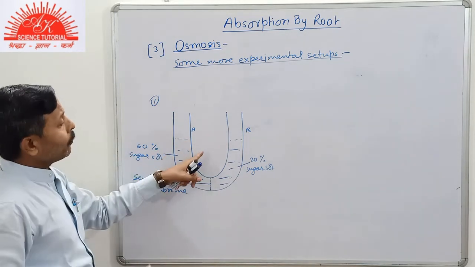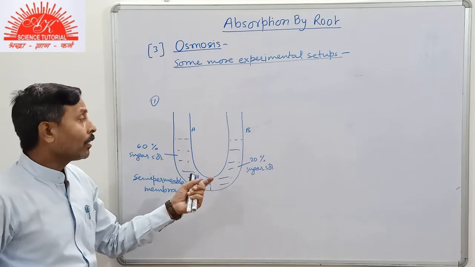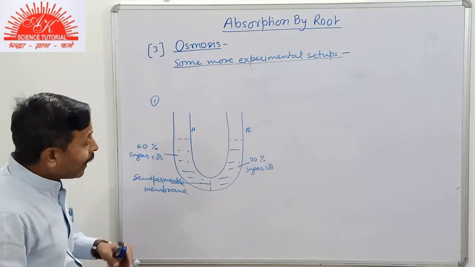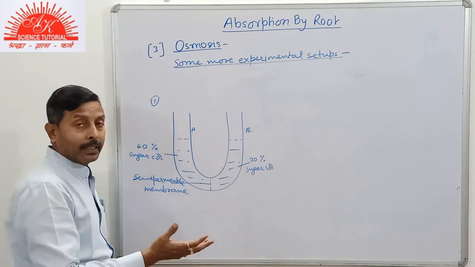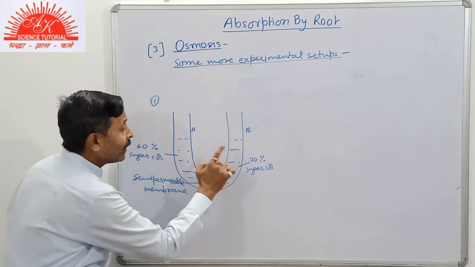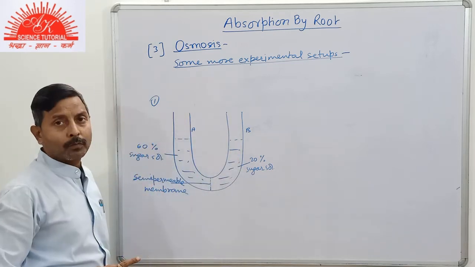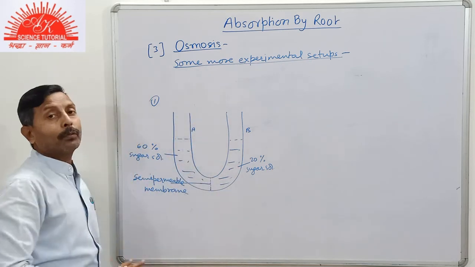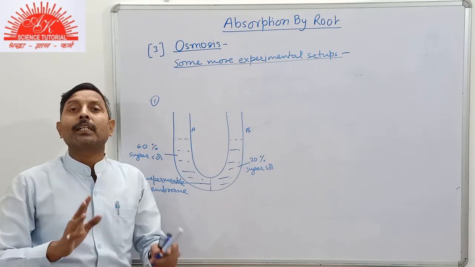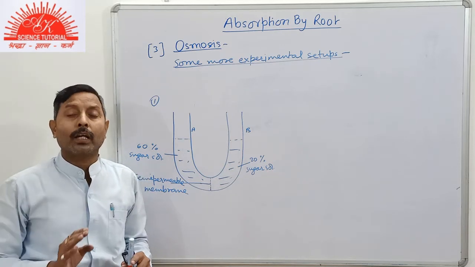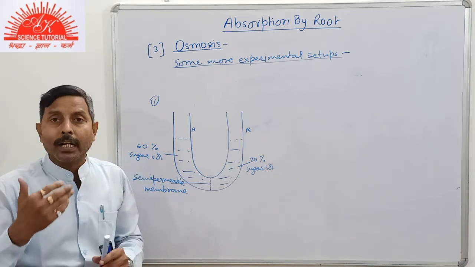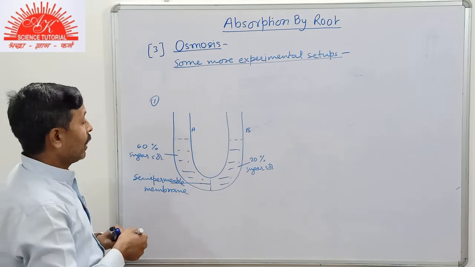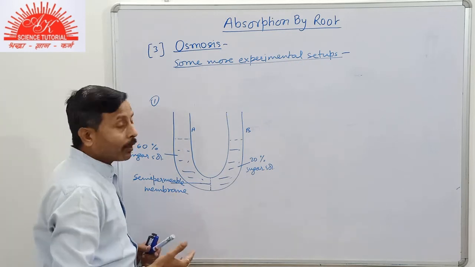So the question will be asked directly again like that, what is the aim of the experiment? In that case, we just recognize here that there are two different concentrations of solutions, and there is a separation by a semi-permeable membrane between them. It means that it is related to osmosis. So the aim of the experiment is to demonstrate the process of osmosis. Now then what will be your observation?